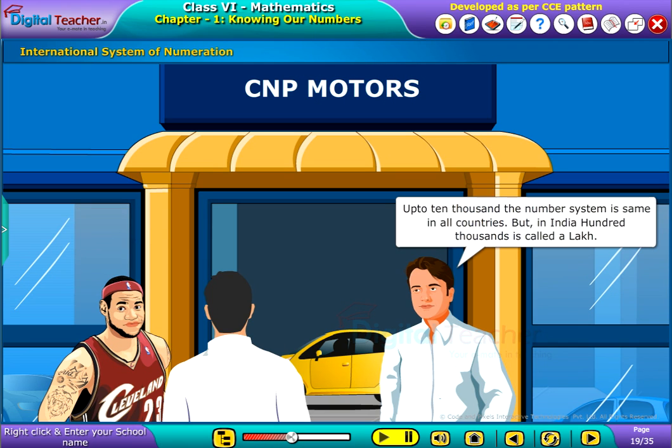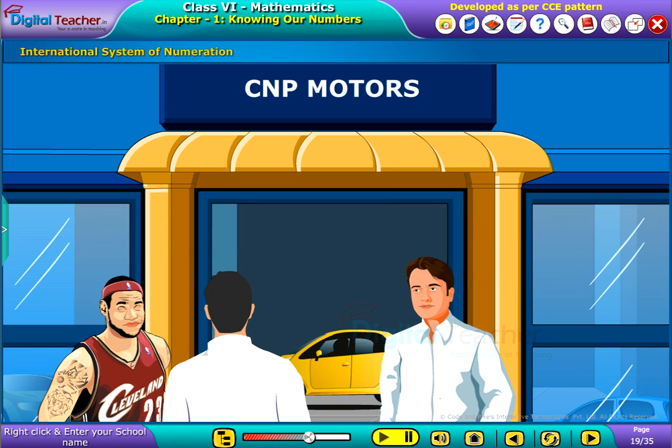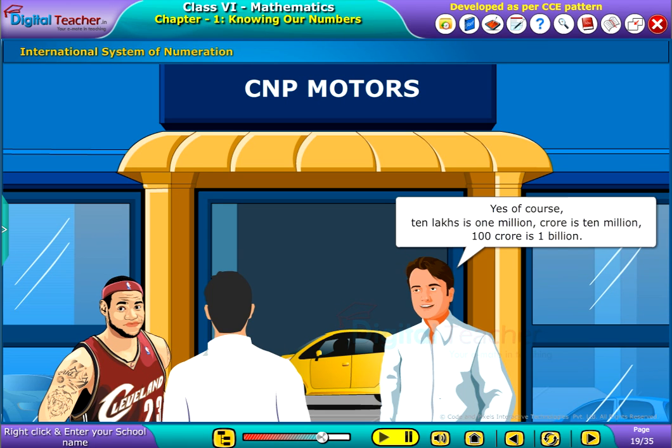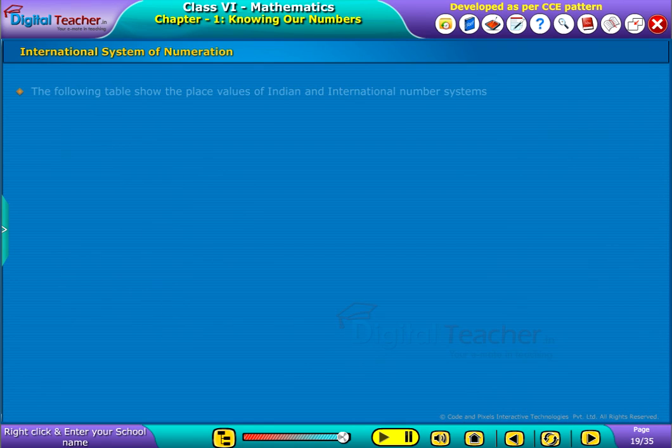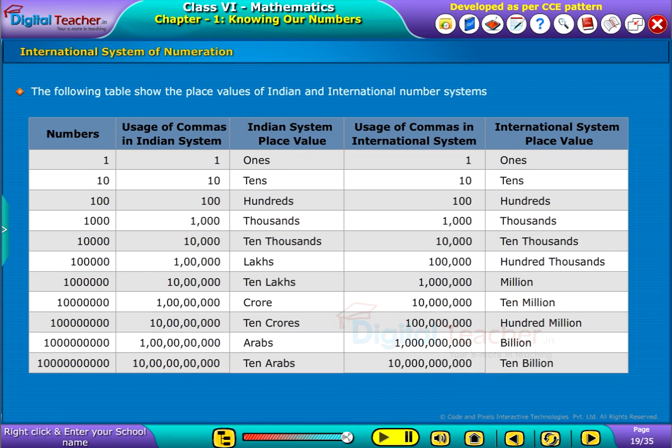Up to 10,000, the number system is same in all countries. But in India, 100,000 is called a lakh. Thank you. Could you please tell me some more numbers? Yes, of course. 10 lakhs is 1 million. Crore is 10 million. 100 crore is 1 billion. The following table shows the place values of Indian and international number systems.